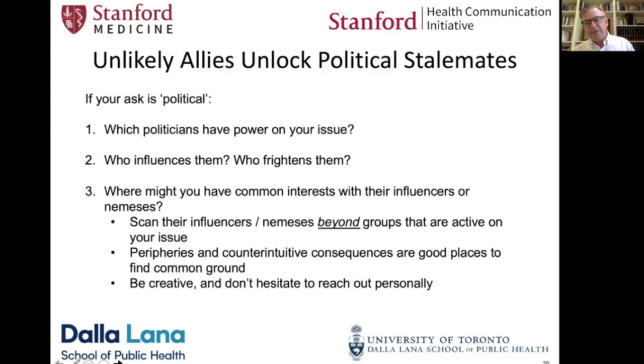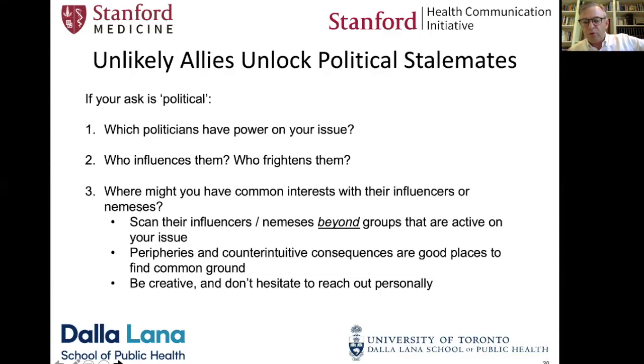This is really just making the same point very quickly, that unlikely allies will unlock a political stalemate. So identify the politicians who have power on the specific ask, right? I'm not asking to save all wetlands. I'm not asking to promote all vaccines. I'm asking for a specific allocation for a measles campaign that has to happen by October, or we're going to lose this batch of kids.